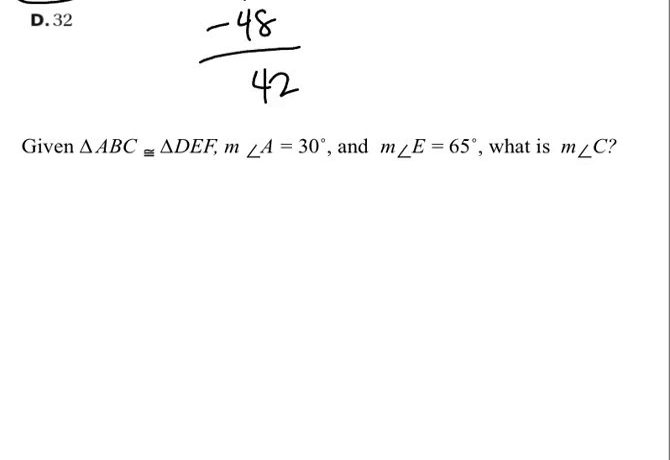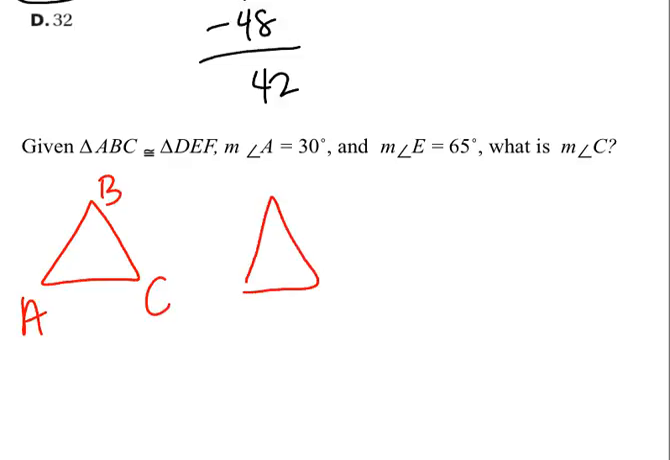Okay, next example. Given triangle ABC is congruent to triangle DEF. Measure of angle A is 30, measure of angle E is 65. What is the measure of angle C? Let's take a moment and draw these out quick. It helps. A, B, C, triangle. Now go in the same order: D, E, F.